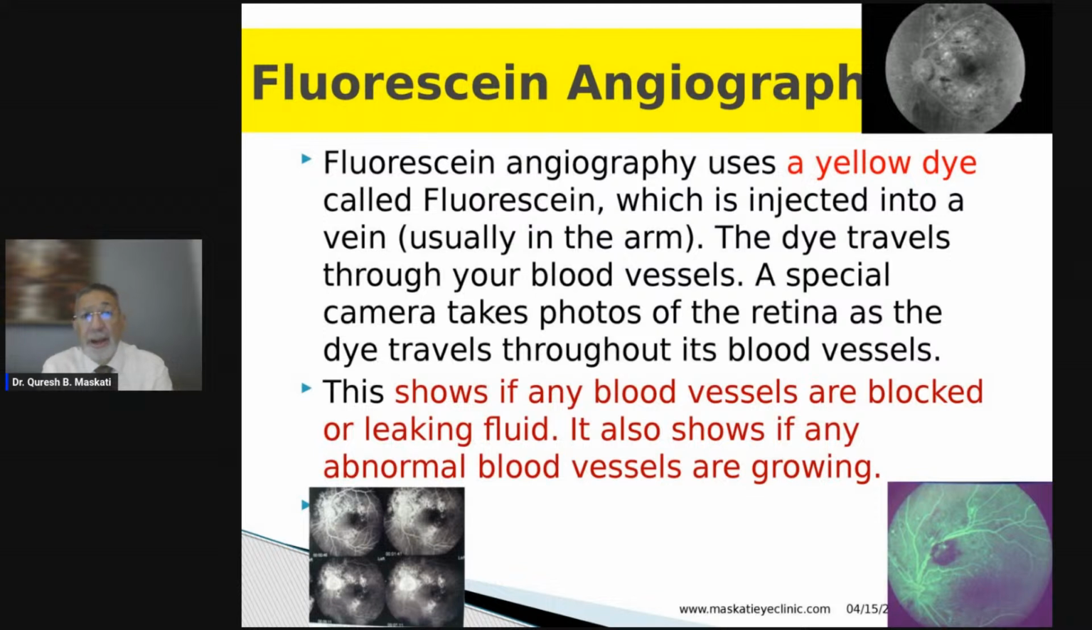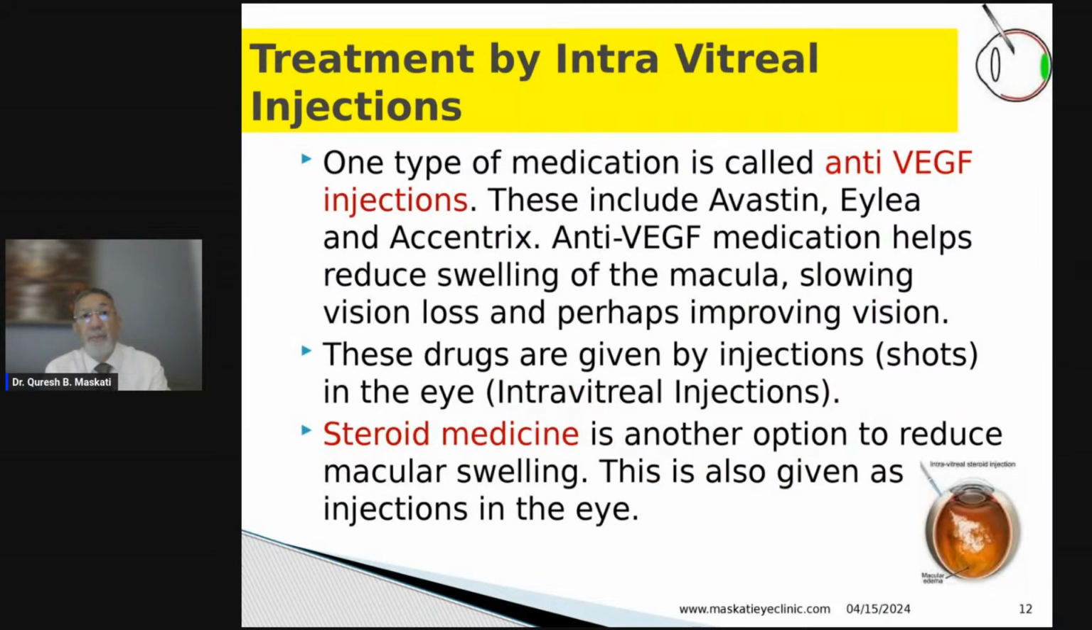It can be in color or in black and white. Whichever blood vessels are leaking, you can see the leaking blood vessels with the dye coming out as a white area. If it is in color, then you can see the green leakages from the blood vessels. And if there are abnormal blood vessels, it highlights those blood vessels also. So it gives you a lot of information.